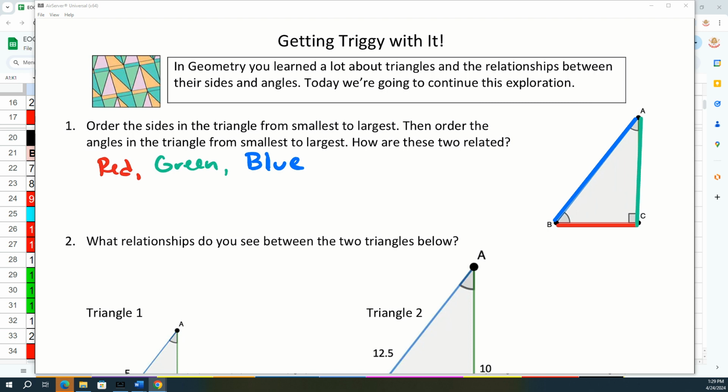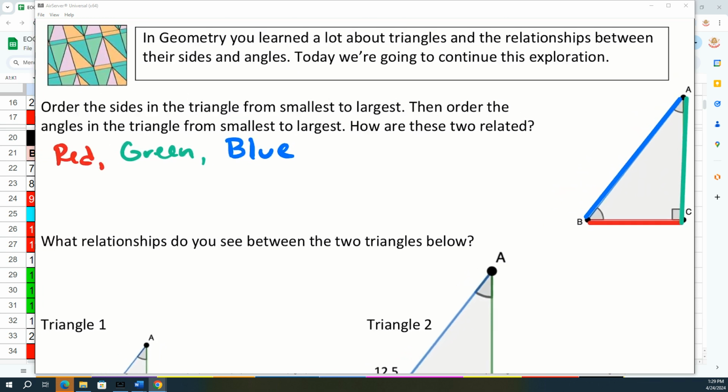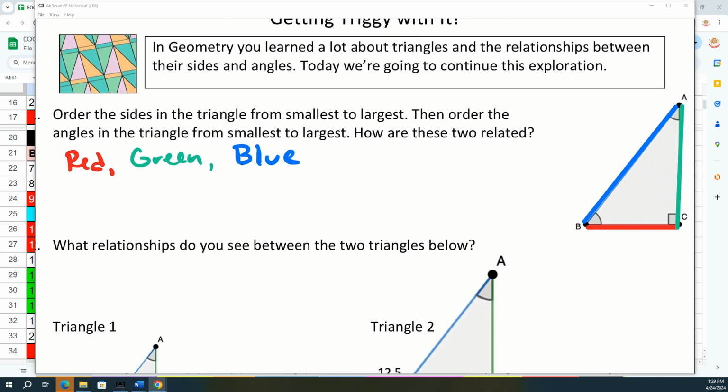What if you were going to order the angles? You'll probably have to look on your sheet. I don't know how well your eyesight is. From smallest to largest, which one looks like the smallest angle? A, and then B, and then C. So C is going to be the right angle pretty much on all of these problems. And if it's a right triangle, the right angle is the largest angle.